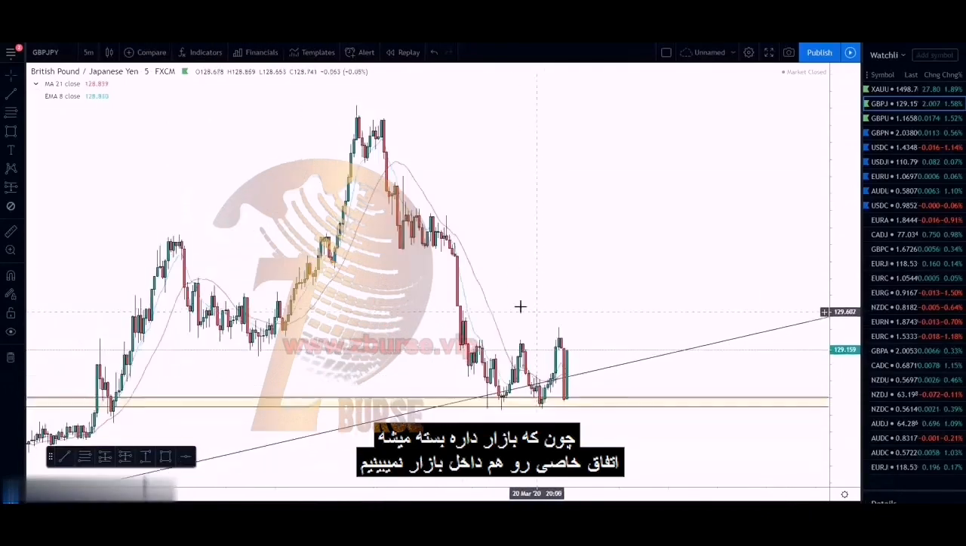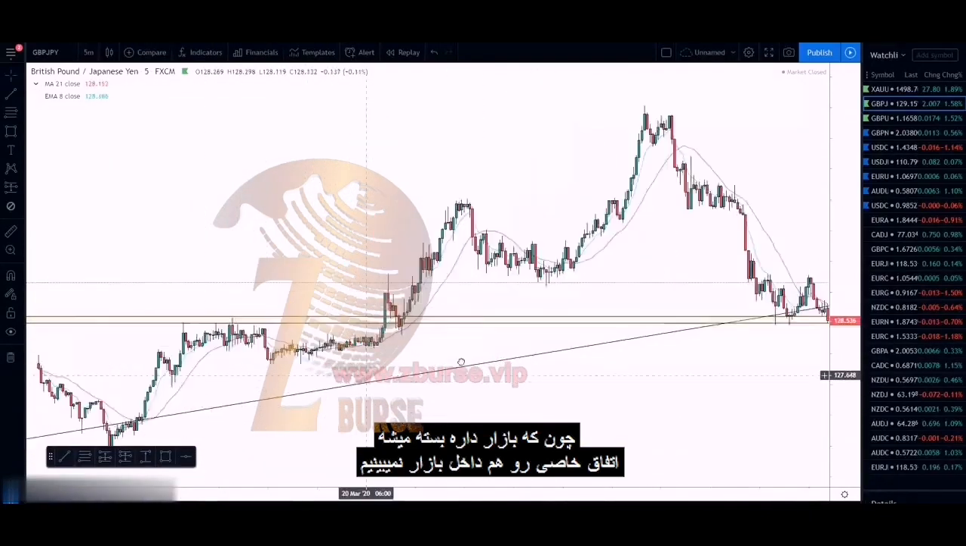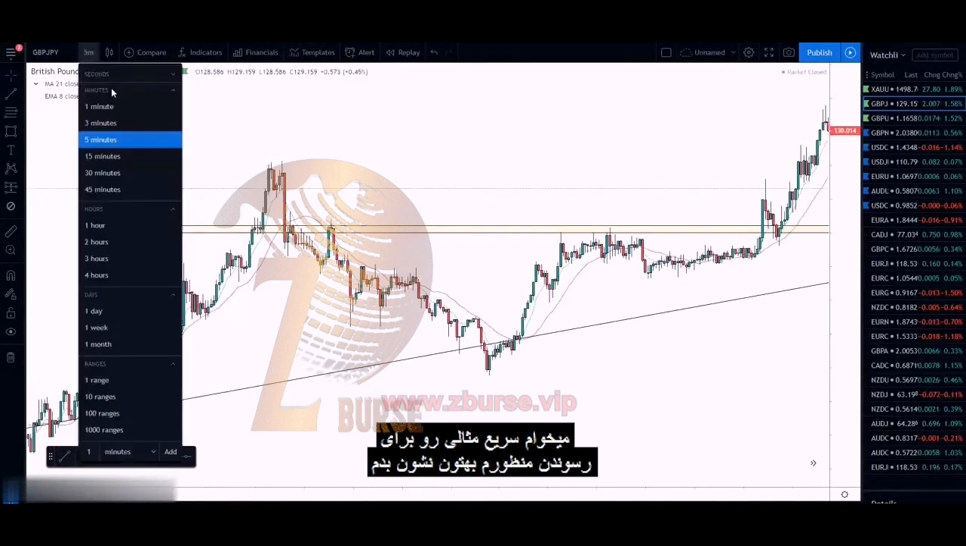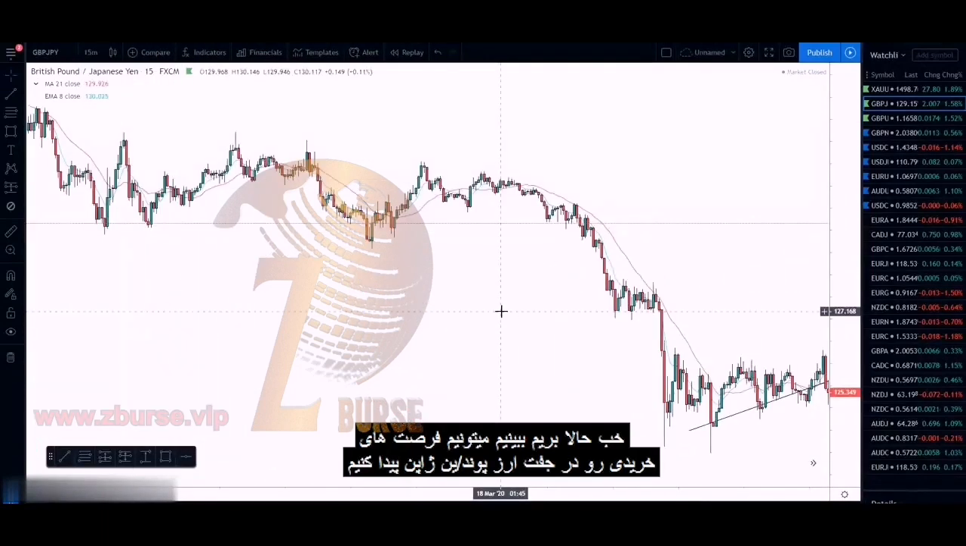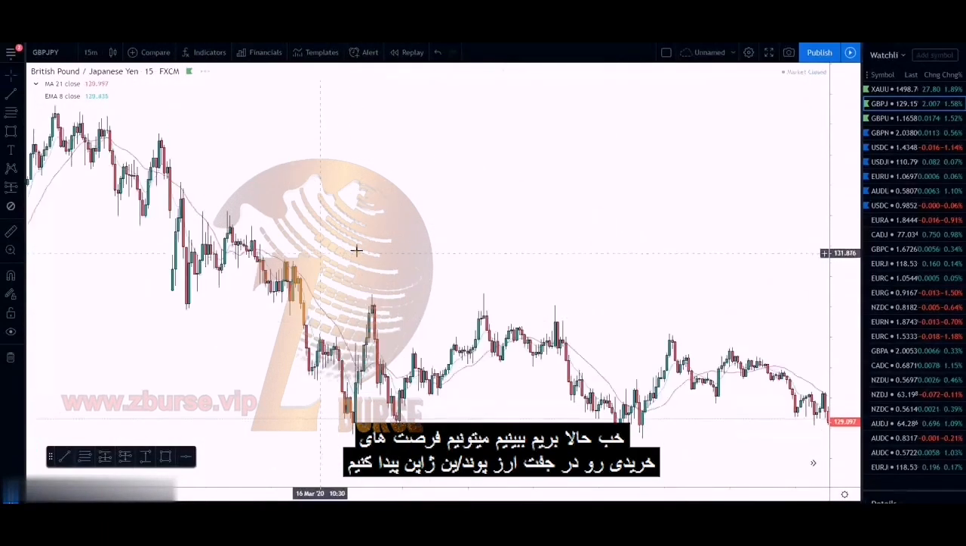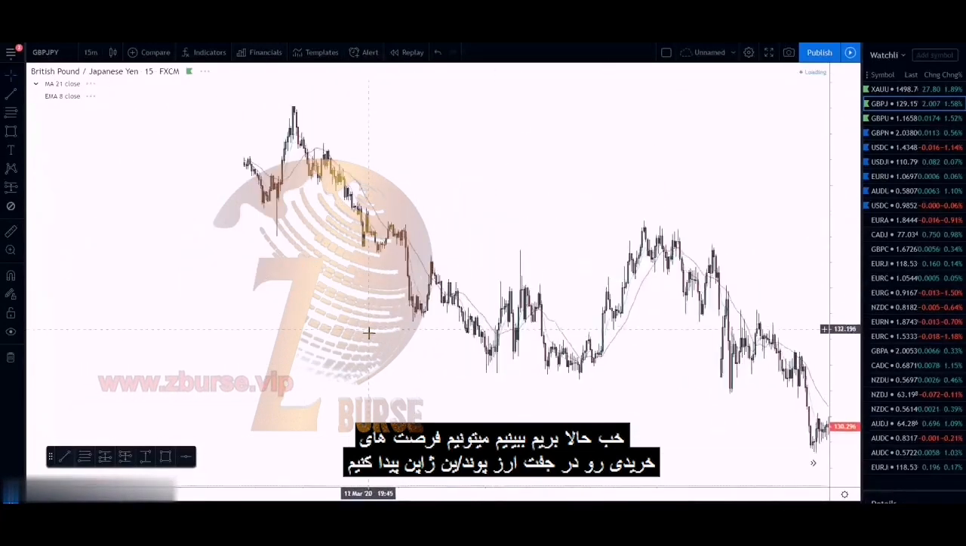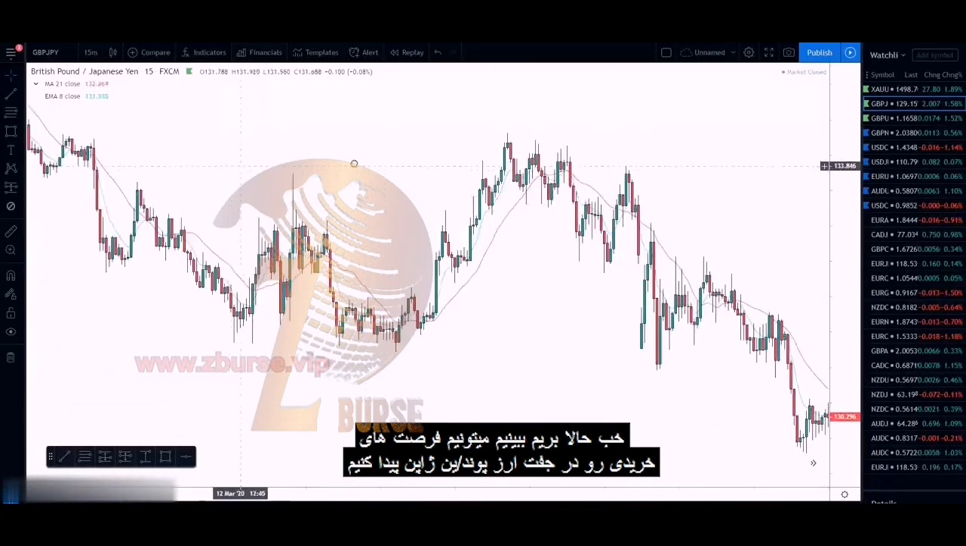Obviously nothing really happened there, but the market had ended up closing. Okay, but I just wanted to show you a quick example of what I mean. Now, let's go through and see if we can find some opportunities here on GBP JPY.